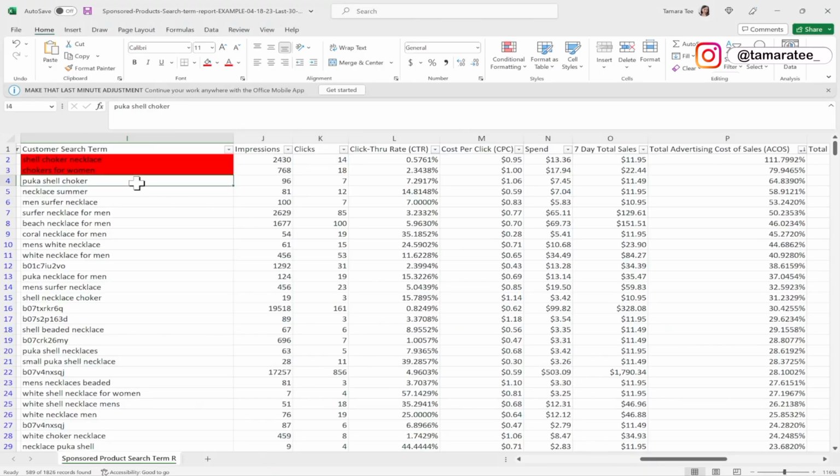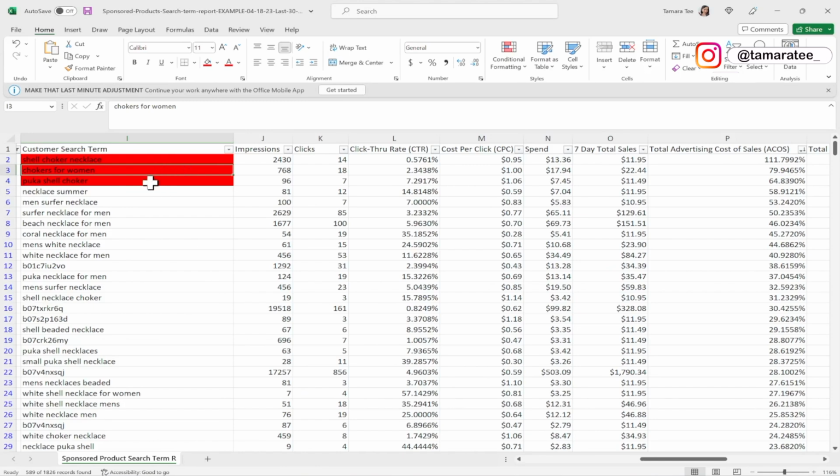The next one is puka shell choker. So I'm not sure what the word puka means, but all I know is that the ACoS is greater than my profit margin percentage of 30%. So I'm going to put this into negative exact. Now you're probably wondering, okay, Tamara, but why negative exact? And why not negative phrase? So you guys know in your Amazon Seller Central account, there are two options. You can put keywords into the negative exact, and you can also put keywords into the negative phrase.